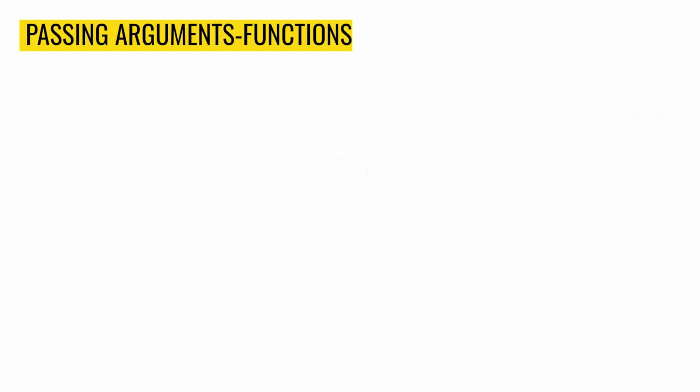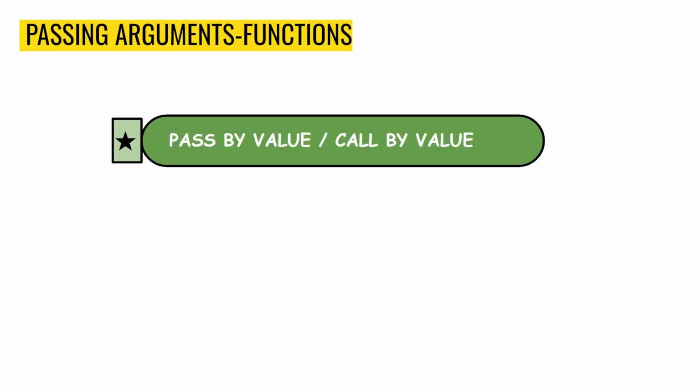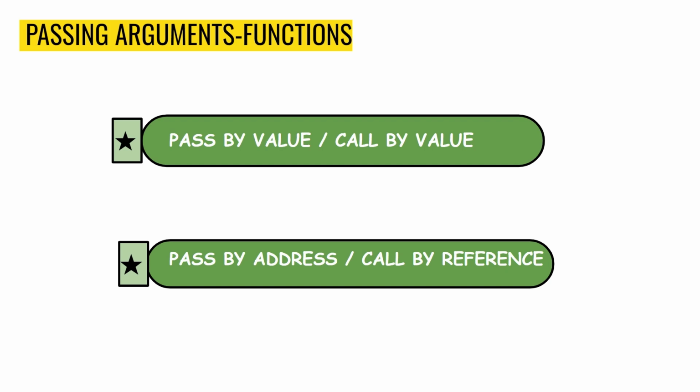Argument passing or parameter passing method defines the way in which the parameters are passed to the function. Based on this, they are classified as pass by value or pass by address. Otherwise, we can say it as call by value, call by reference.